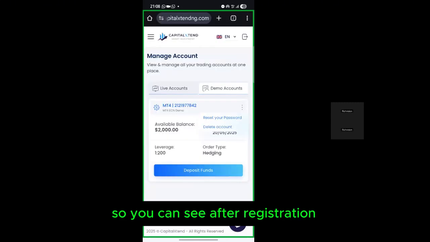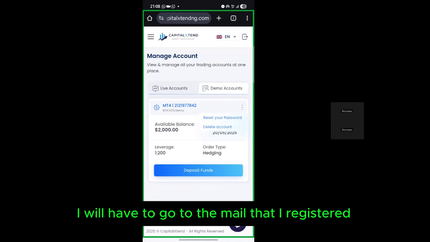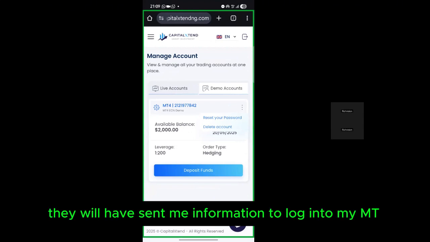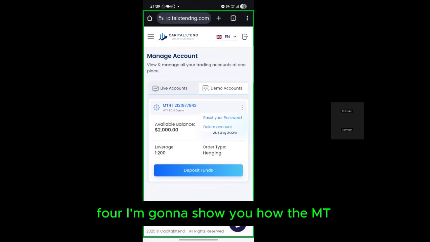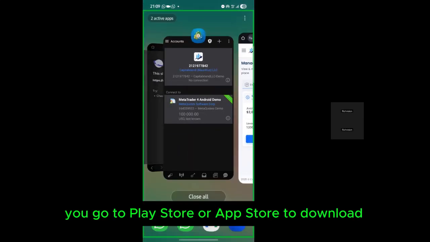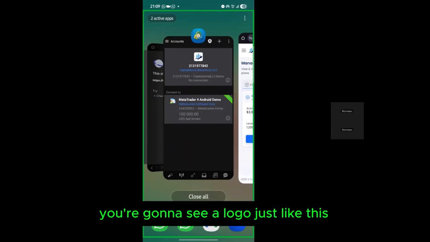So you can see, after registration, it brought me to this page. The next thing is I will have to go to the mail that I registered. In that mail, they will have sent me information to log into my MT4. I'm going to show you how the MT4 looks. If you don't have one, you go to Play Store or App Store to download. You're going to see a logo just like this. And you can go on the broker site also to download this application.